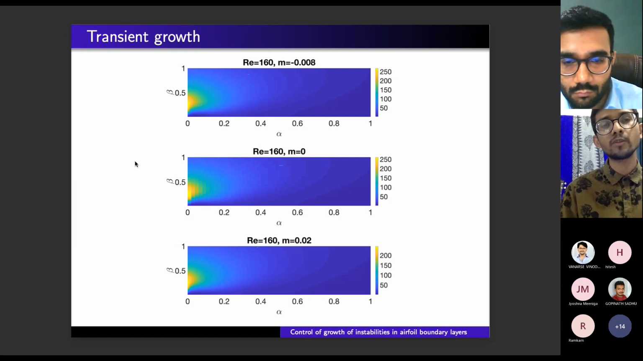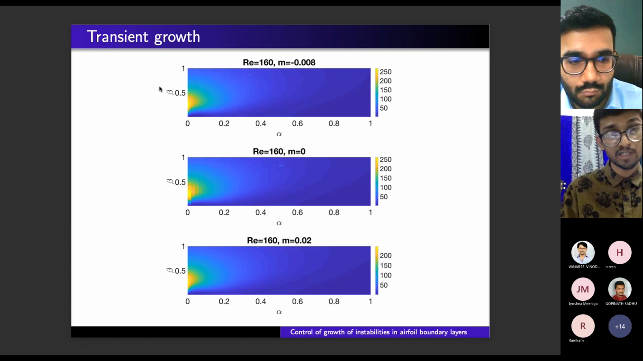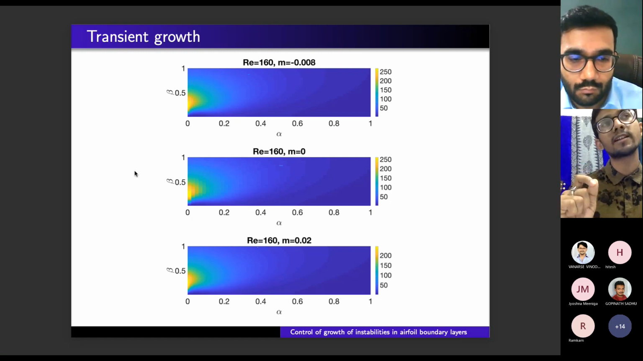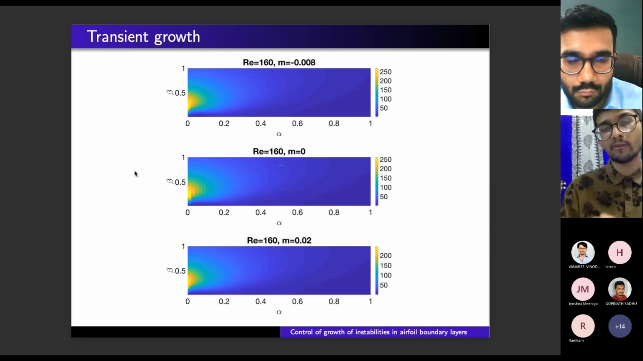So now we are going to pick the most critical pair of wave numbers, which is alpha equal to 0 and beta somewhere around 0.3 or 0.25. And we are going to see the growth and the effect of control methods, particularly for those pairs.